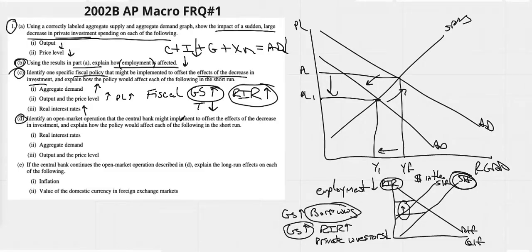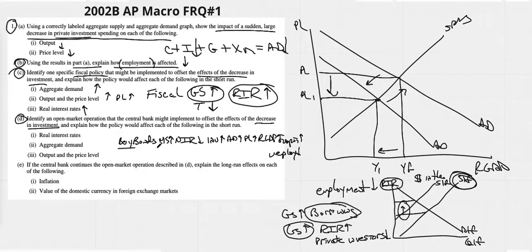All right, identify an open market operation that the central bank, the Fed, might implement to offset the effects of that decrease in investment. Explain how the policy would affect. So the way we understand this is the Fed would buy bonds. That's going to increase the money supply. That's going to make nominal interest rates go down. That's going to make investment go back up, make aggregate demand go up, price level go up, real GDP go up. Output, obviously, goes up, but unemployment would go down.